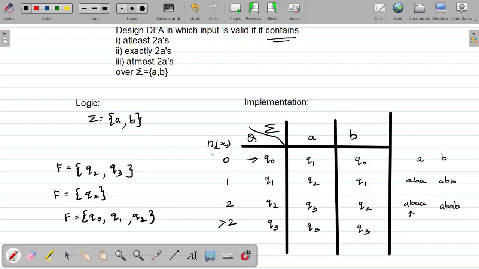The important part here is to take care of how the states should be. It is based on the number of a's present in the string. It is not a substring that we are finding; we are just counting the number of a's. For this type of question we have to be careful, and based on that, choose the right final states.